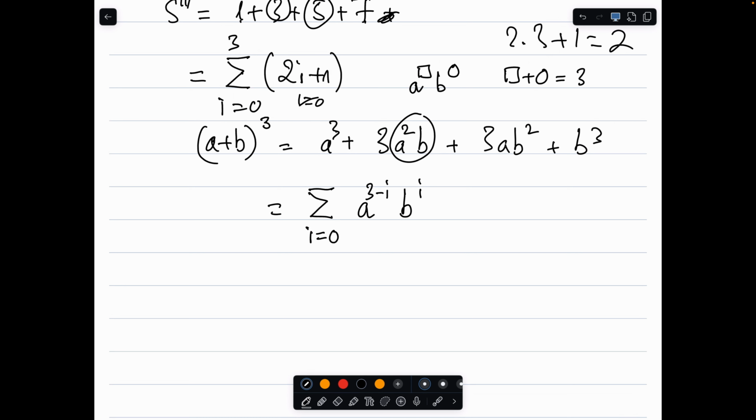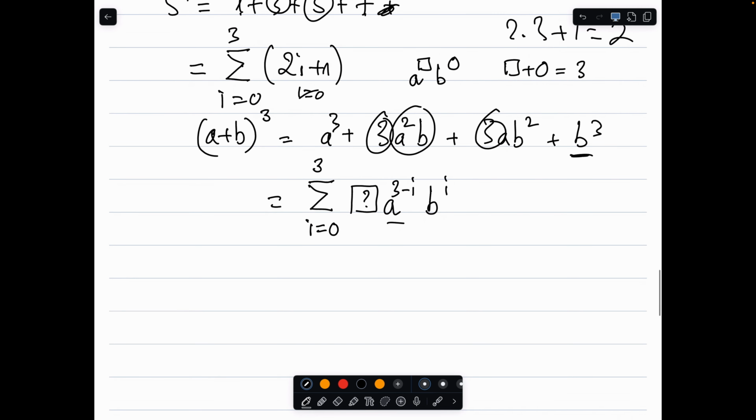I starts from 0 because when i is 0, the power of a is 3, and when the last term is b^3, then i is 3. That's it. Nearly correct, because before that we have a coefficient that we don't know yet.